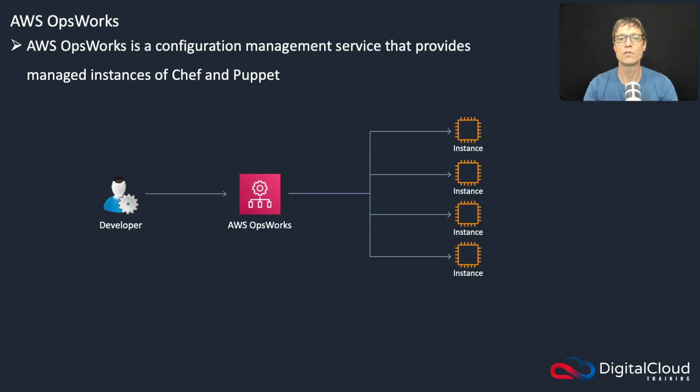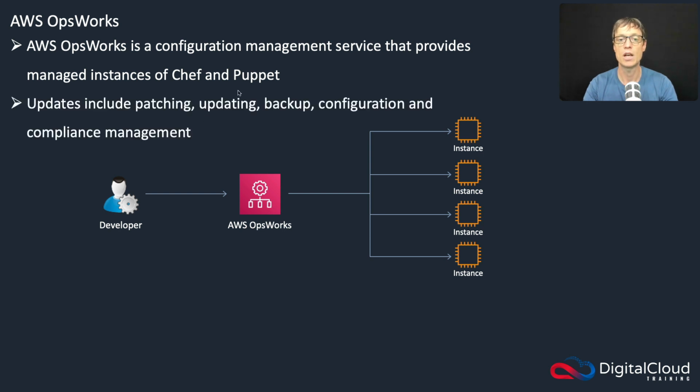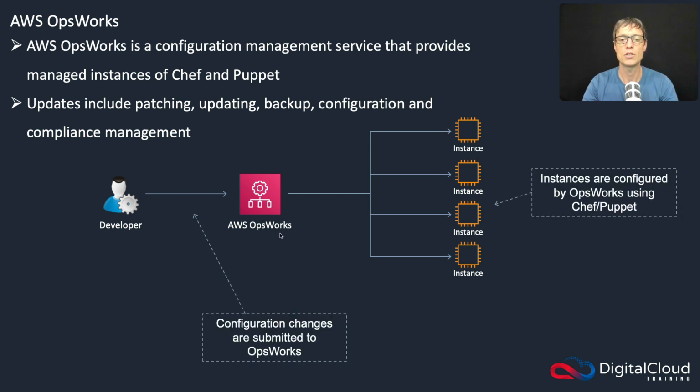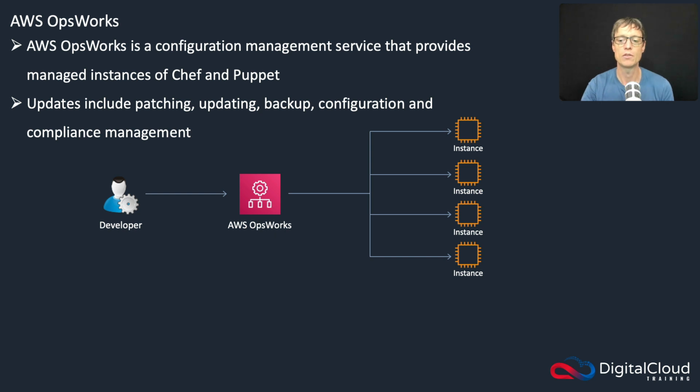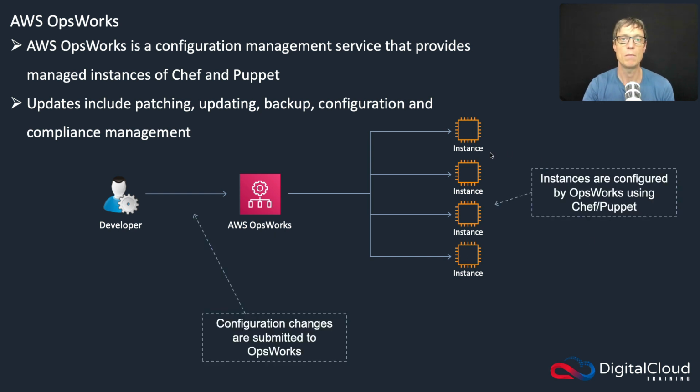You've then got OpsWorks. So OpsWorks is the configuration management service that provides a managed implementation of Chef and Puppet. You can do stuff like updating your operating systems. You can patch. You can do the same for your applications. And you can do configuration and compliance management. So you as a developer submit changes to OpsWorks and it then implements those changes on a bunch of managed instances.